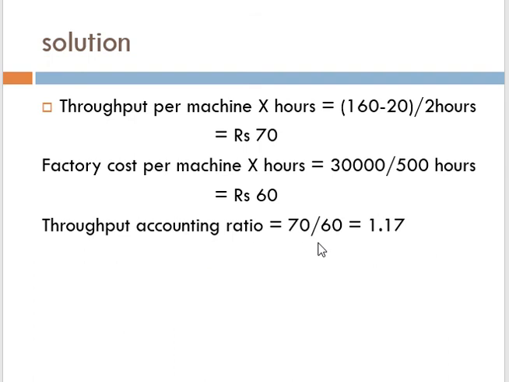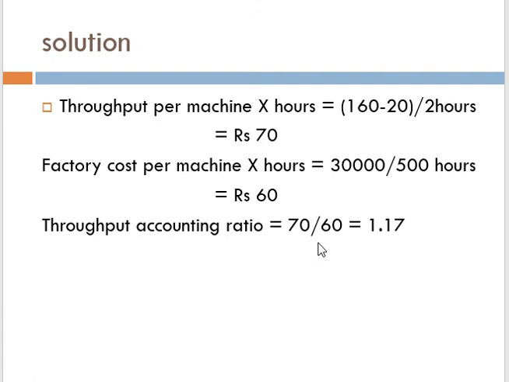Now let us get into the exact explanation of the throughput accounting ratio. The throughput accounting ratio is the ratio of the throughput per unit of bottleneck resource to the factory cost per unit of bottleneck resource. This ratio should be as high as possible and certainly more than 1. In this example, interpreting the ratio, the total throughput should exceed the total factory cost, otherwise the organization will make a loss.